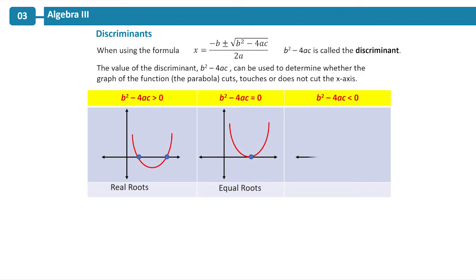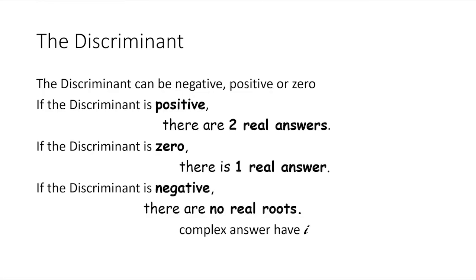And if your discriminant value is less than 0, we have no real roots. This means that your function does not cross the x-axis. If the discriminant is positive, there are 2 real answers. If the discriminant is 0, there is 1 real answer. And if the discriminant is negative, there are no real roots or no real answers. You have what's called complex answers.